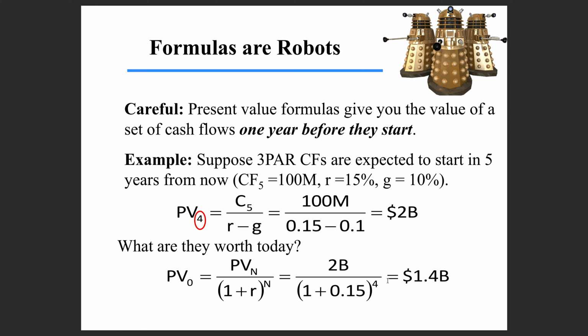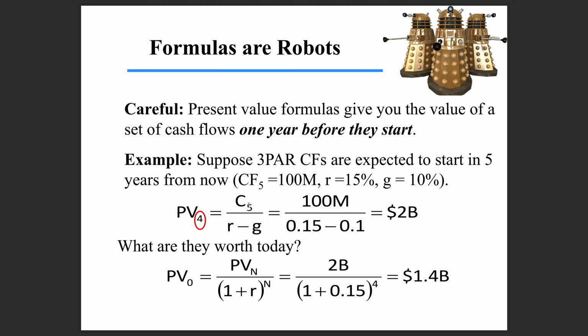So suppose that this firm 3 par that we already valued expects to get the cash flows beginning 5 years from now. So remember, it's perpetual stream of payments starting in this example 5 years from now. Discount rate is 15%, growth rate 10%. So we apply growing perpetuity formula right here. And the first cash flow that we use in this formula is time 5 cash flow. Formula produces the result, and this is the same $2 billion.